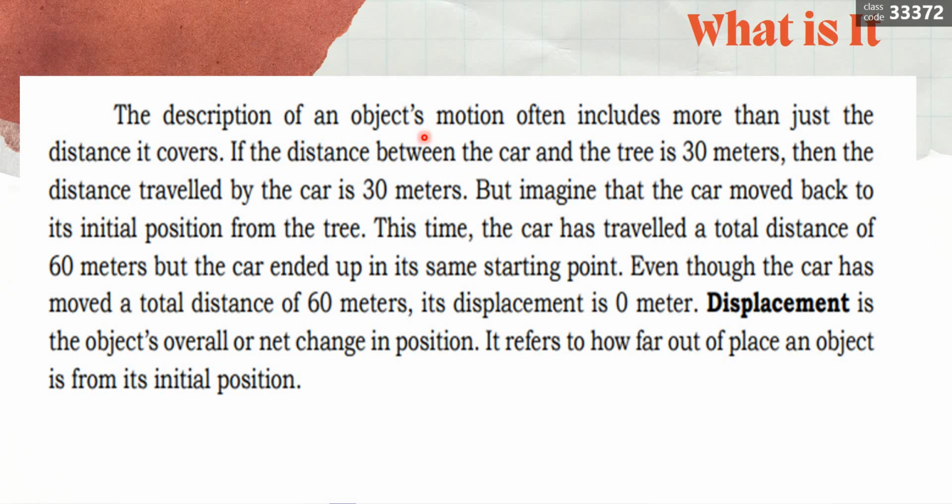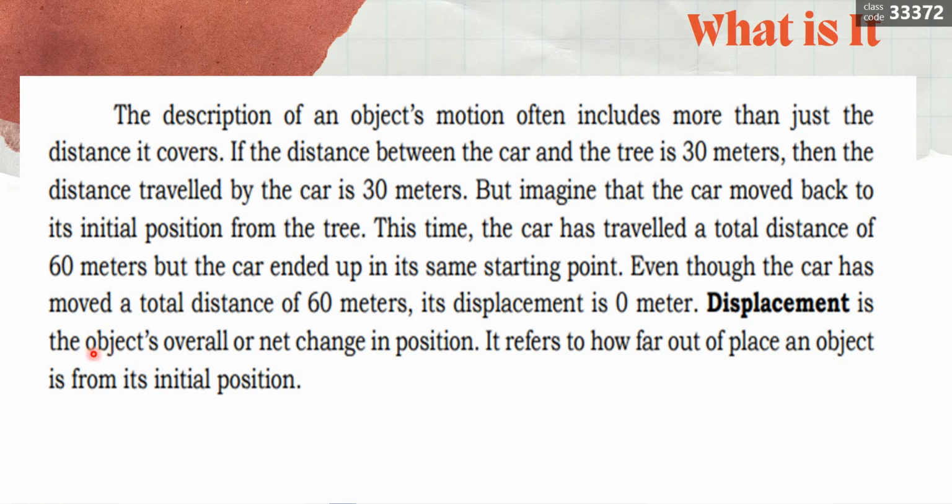The description of an object's motion often includes more than just the distance it covers. If the distance between the car and the tree is 30 meters, then the distance traveled by the car is 30 meters. But imagine that the car moved back to its initial position from the tree. At this time, the car has traveled a total distance of 60 meters, but the car ended up at its same starting point. Even though the car has moved a total distance of 60 meters, its displacement is 0 meter.